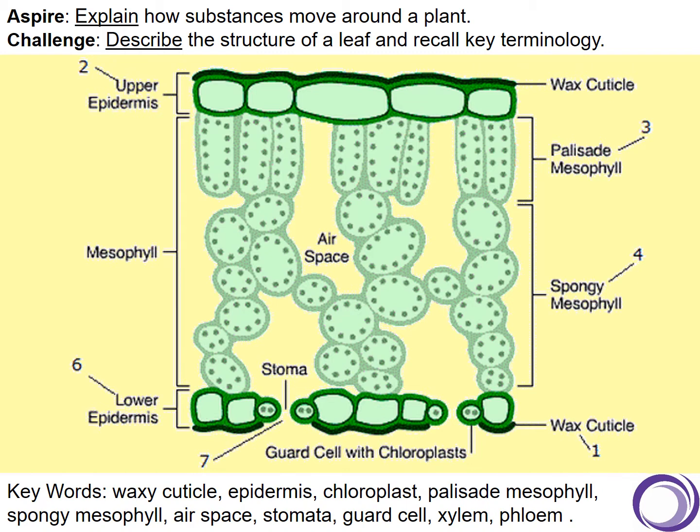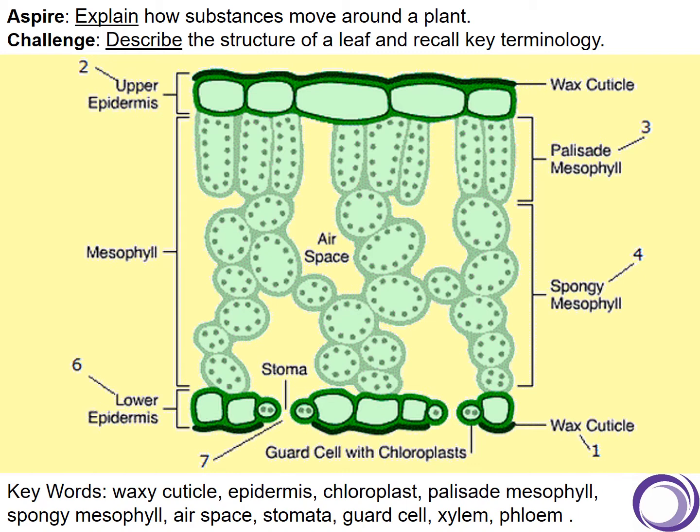Then you've got the upper epidermis. You don't need to know too much about this one either. You need to know that it's there, but that is see-through so that light can come through, so light can travel through it and pass through into the much more important layer, which is the palisade mesophyll. You can usually get away with saying palisade layer.